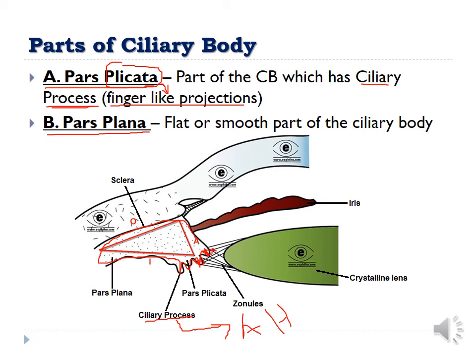Now the second part is pars plana. Plana means it has a plane surface. This part is more like a plane surface, which is why it is known as pars plana. And this part you can see has finger-like projections, that is the pars plicata. So what is pars plana? It is the flat or smooth part of the ciliary body. Remember both the names.